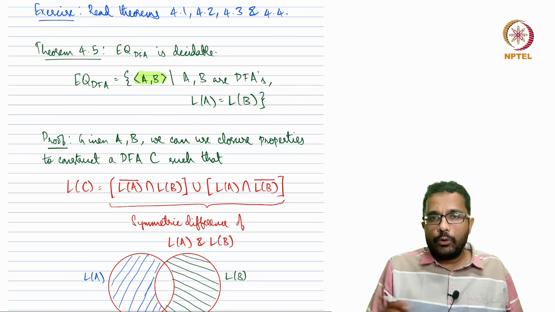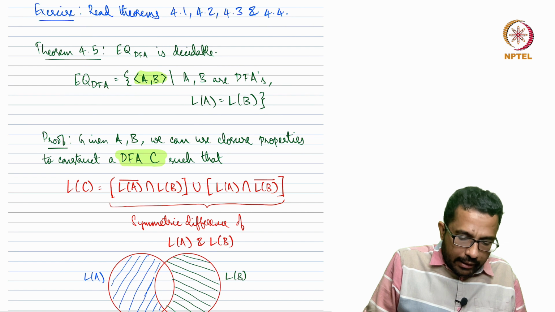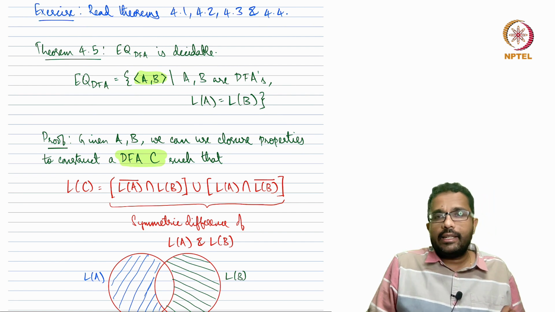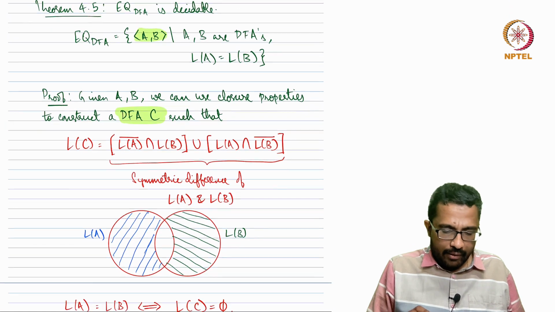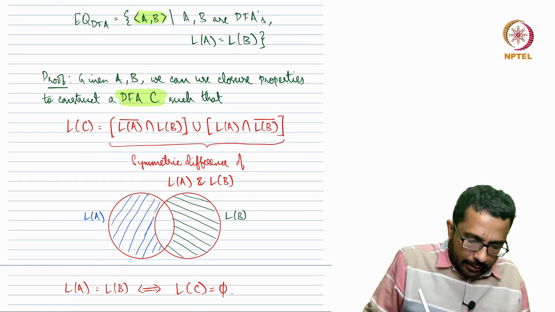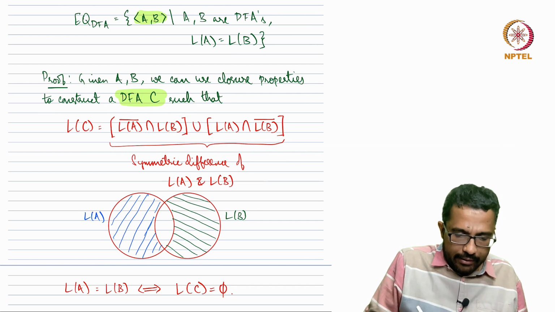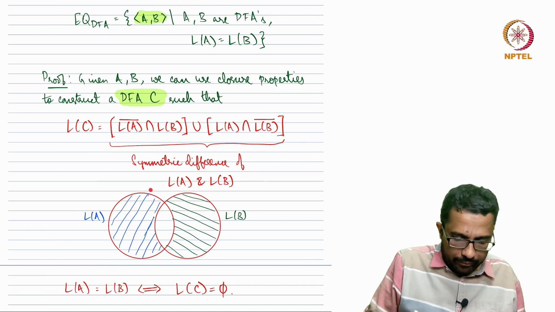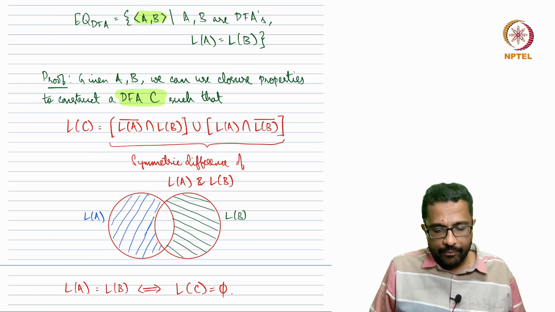So using these closure properties, I can construct a DFA C, right, that accepts the symmetric difference of LA and LB. So what do I mean by symmetric difference? That I have represented here pictorially. So suppose LA is the circle on the left, right? So suppose this is LA, and suppose LB is a circle on the right. So this is a Venn diagram.